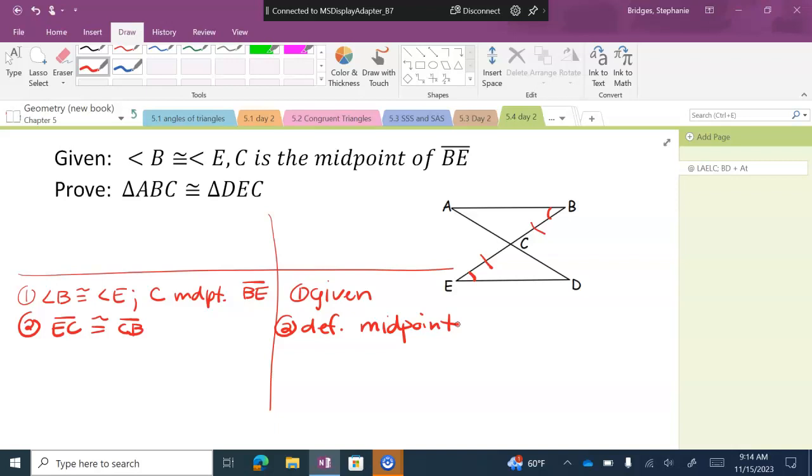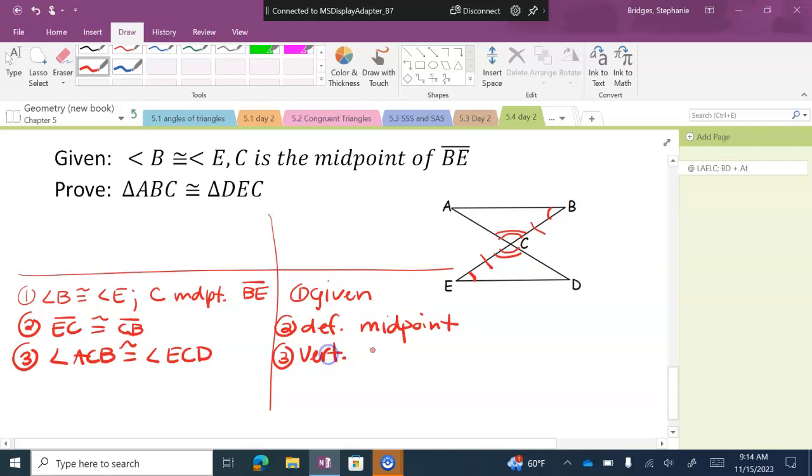So can we just, by looking at this picture, tell that angle ACB, that angle right there, is congruent to its vertical counterpart, which is angle ECD? And that is simply because vertical angles are congruent. Now looking at your markings, do you have enough to say your triangles are congruent this time? Okay, how?